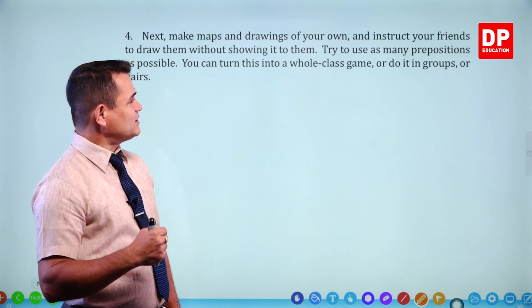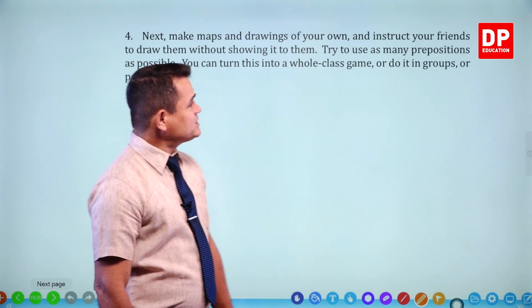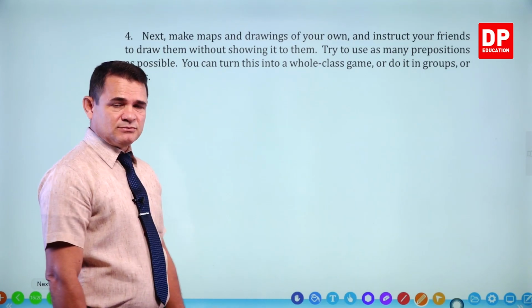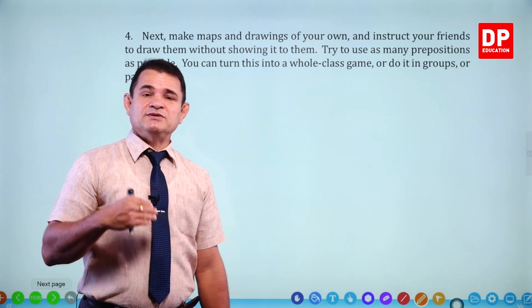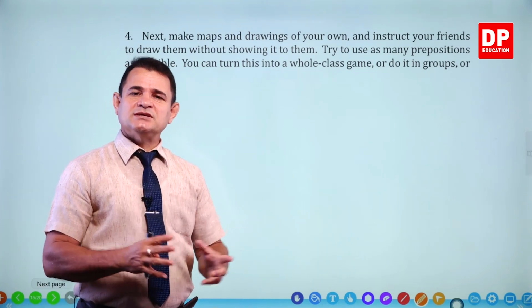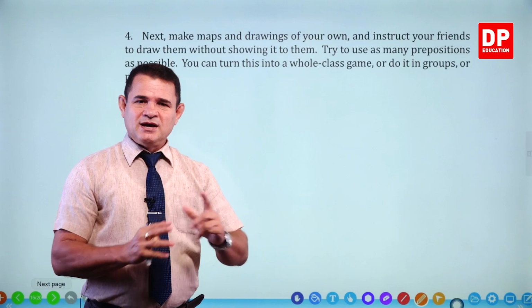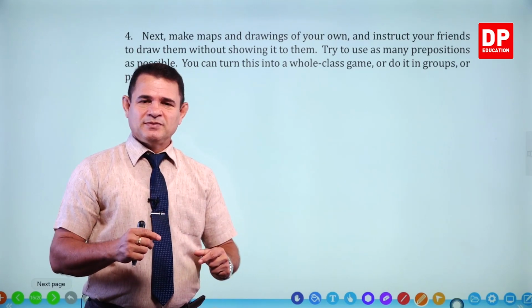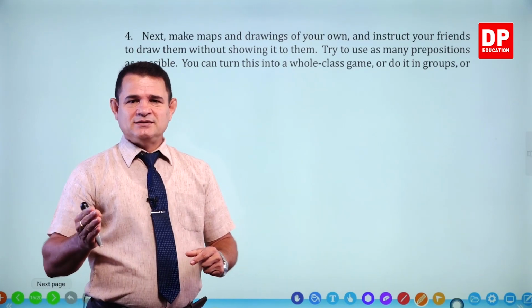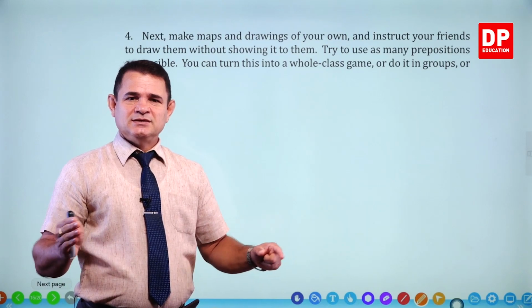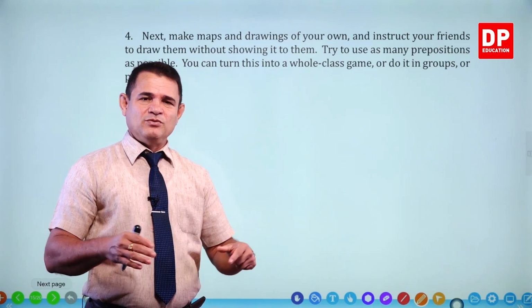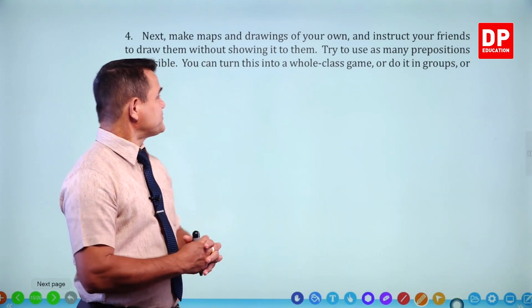ඒ වගේ විස්තර කරනවා. Try to use as many prepositions as possible. So when you describe, ඒක විස්තර කරනකොට පුළුවන් තරම් prepositions use කරන්න. Behind the tree there is a house, and on the right side of the house there is a well. ඒ වගේ පුළුවන් තරම් prepositions use කරන්න.